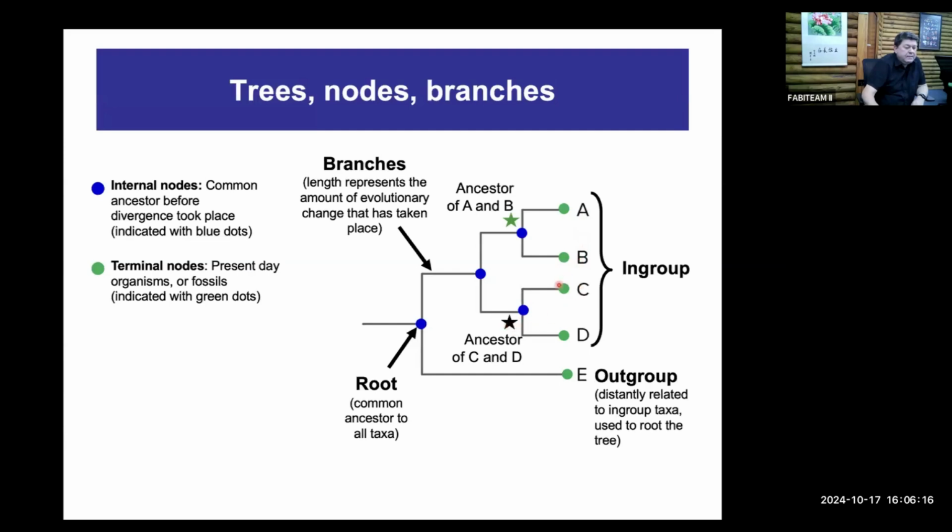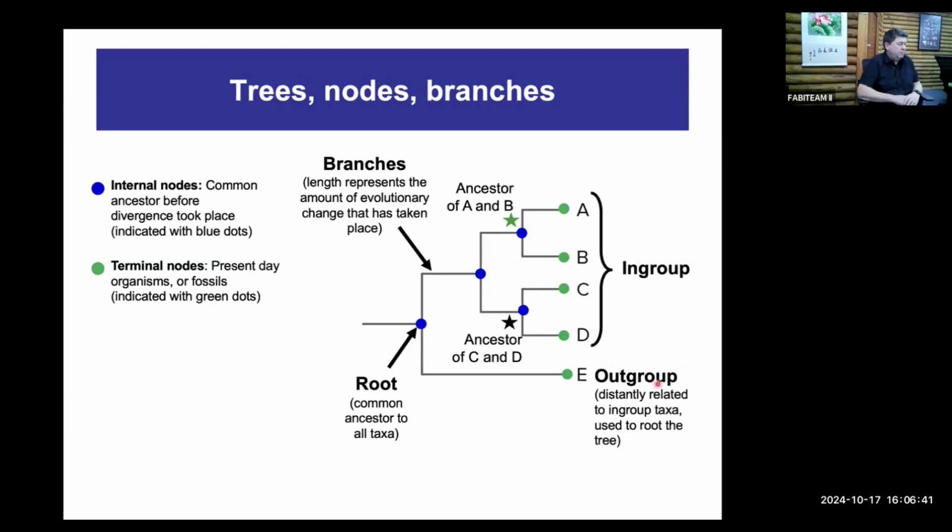This black star is then the ancestor of taxa C and D. And then, of course, this node here will be the inferred ancestor of all these taxa. The root is at the base of this tree, and it's rooted because we have included an outgroup.